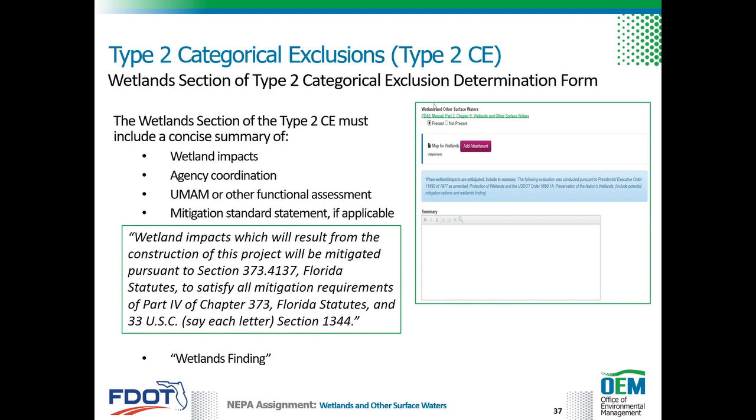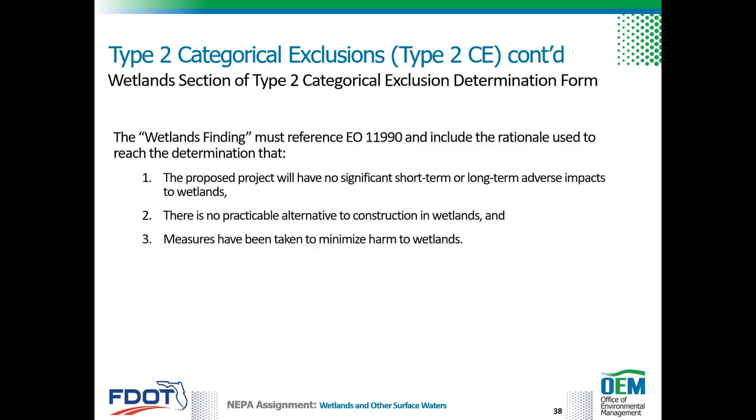Wetland mitigation should be documented by use of the mitigation standard statement shown here. The wetlands finding must reference EO 11990 and include the rationale used to reach the determination that the proposed project will have no significant short-term or long-term adverse impacts to wetlands, there is no practicable alternative to construction in wetlands, and measures have been taken to minimize harm to wetlands. This finding should be concisely summarized in the wetlands section of the Type 2 categorical exclusion with detailed information contained in the project file in SWEPT.